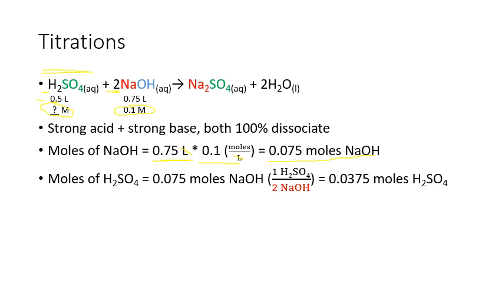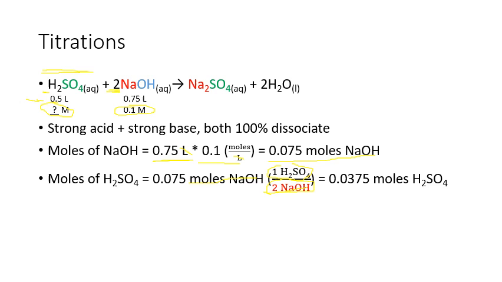So we take our 0.075 moles of NaOH, and we know that 2 moles of NaOH react with 1 mole of H2SO4. So we write that down here to show that there are 2 NaOHs reacting with 1 H2SO4, and that way our moles of NaOH cancel with our moles of NaOH, and we're left with a number of moles of H2SO4. Turns out that this particular sample had 0.0375 moles of H2SO4 present in that half liter of volume.